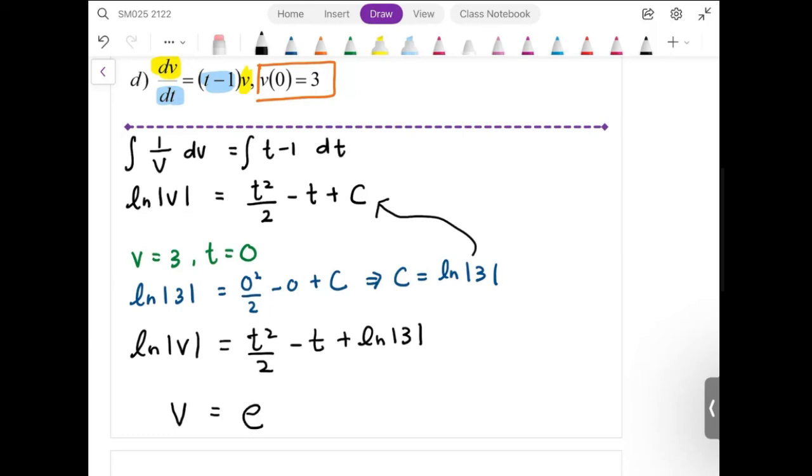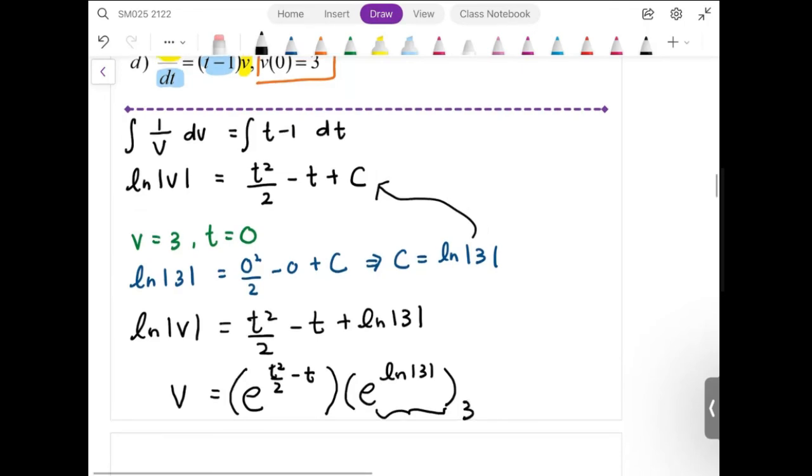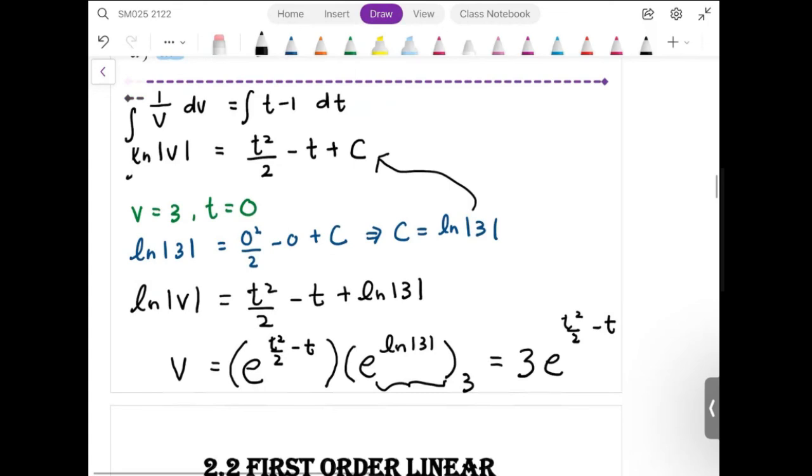So e to the power of t squared over 2 minus t. Yang plus ln 3 tu saya asingkan. Saya tulis lain kenapa? Sekejap lagi awak nampak lah kenapa. e to the power of ln 3. Ini ada dalam properties of log. e to the power of ln is basically awak boleh cancelkan. Dia jadi 3 je. So finally we can rewrite this v as 3 e to the power of t squared over 2 minus t. Okay.